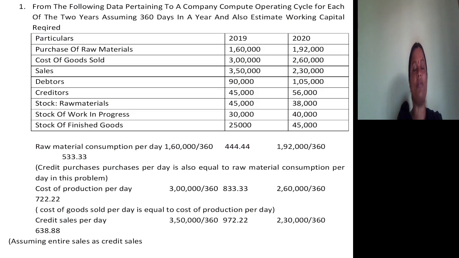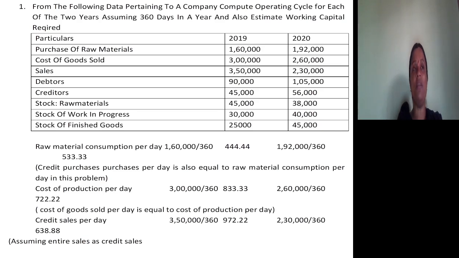So we know that in the operating cycle, first we will calculate the inventory conversion period, then we will calculate the debtor conversion period. The sum of those two is the gross operating cycle. Minus the payment deferral period is the net operating cycle. The inventory conversion period consists of raw material inventory, work in progress inventory and finished goods inventory.